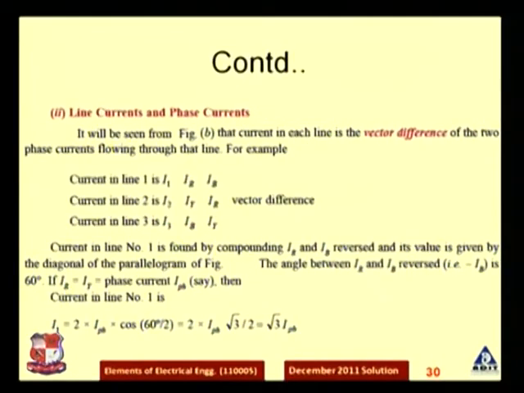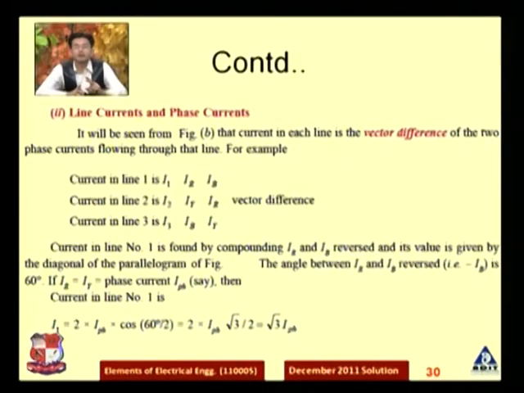Line current and phase current. It can be seen from the figure that the current in the line is the vector difference of the two phase currents. So the current in line 1, you can say, is I1 equal to IR minus IB, right? So there is a vector difference in the circuit.